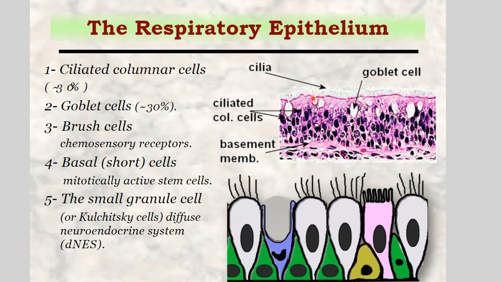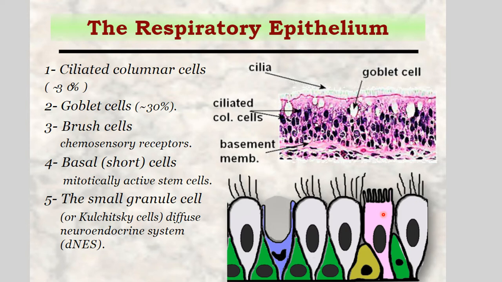Here also we have goblet cells. Then we have brush cells, which are almost 5%. These are the brush cells, which are cylinder columnar cells with numerous microvilli. You can see the microvilli, and their function is they act as a sensory receptor.